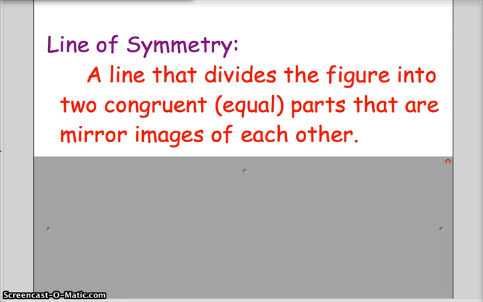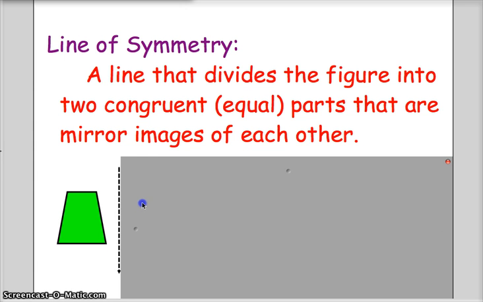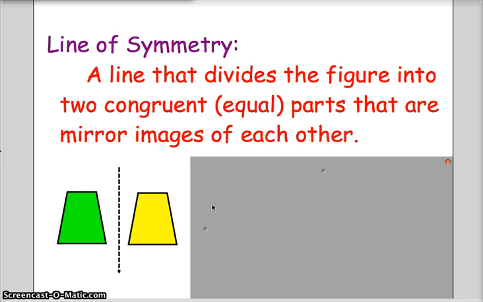A line of symmetry is a line that divides a figure into two congruent, equal parts that are mirror images of each other. Now this can happen in a couple different ways. It can be that the line of symmetry is outside the figure. For example, this green figure here can be reflected over this line, and that line of reflection or line of symmetry, it means both, can be over here. So if there was a mirror on this line, you could tell that both pieces were the same.